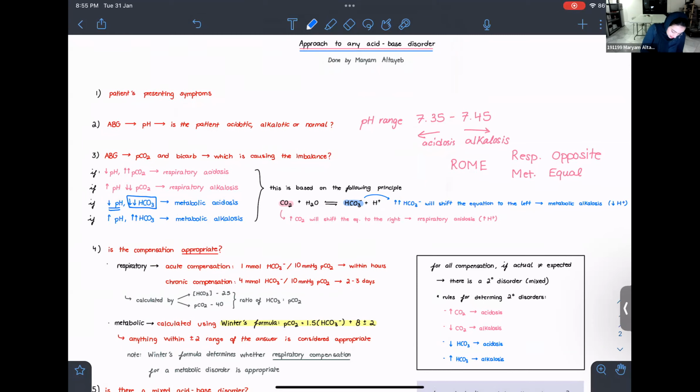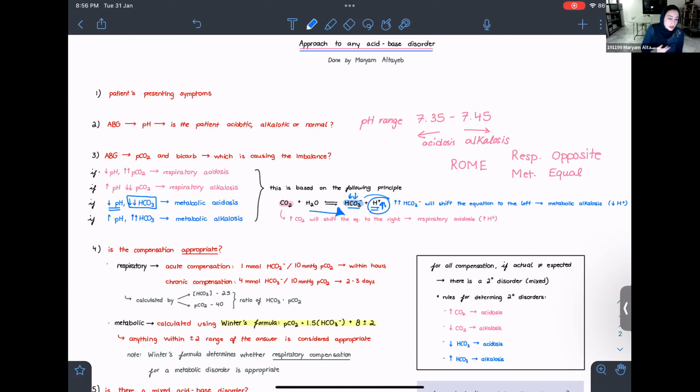So what's going to happen? Let's say bicarb here is low. What's going to happen to this equation? It's going to shift this way in order to compensate for the bicarb that's low. And when it shifts this way, you're going to have more H+ increasing. And higher H+ means acidosis. So don't let that confuse you because the H+ is increasing. Just remember, they're the same direction, lower pH and lower bicarb. That means it's a metabolic acidosis.